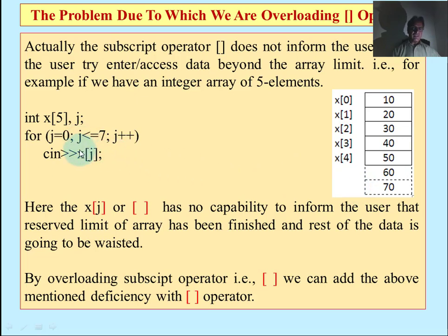This is the deficiency of the subscripted operator. It should inform the user that you are going beyond the limit. Your limit is index number 4, and 5 and 6 are beyond the limit, so you should not exceed the limit. Here the x of j operator has no capability to inform the user that the reserved limit of the array has finished and the rest of the data is going to be wasted. By overloading the subscript operator, we can remove this deficiency.